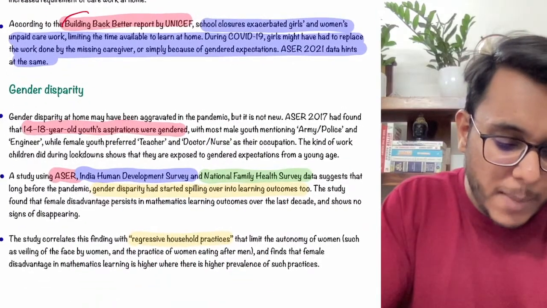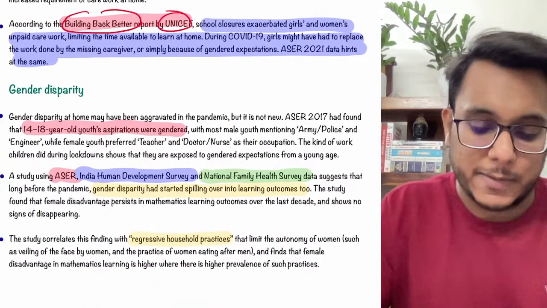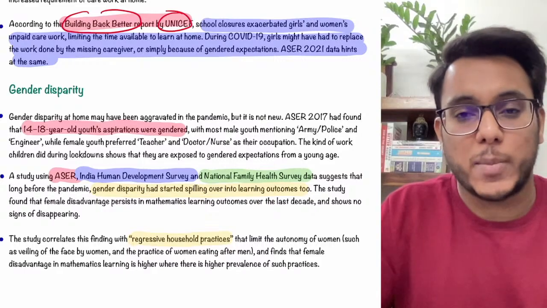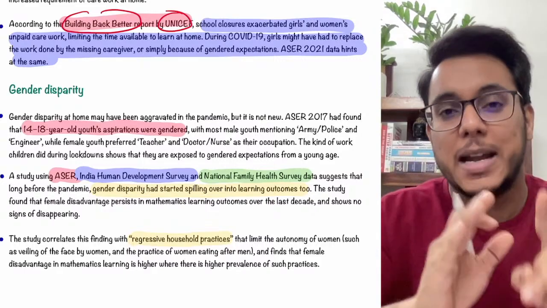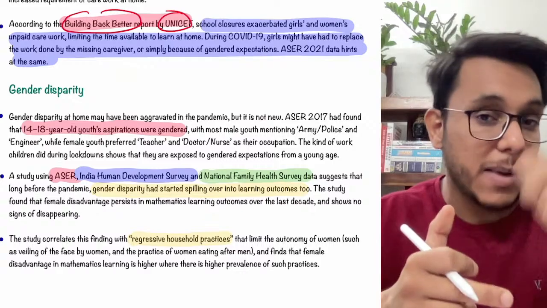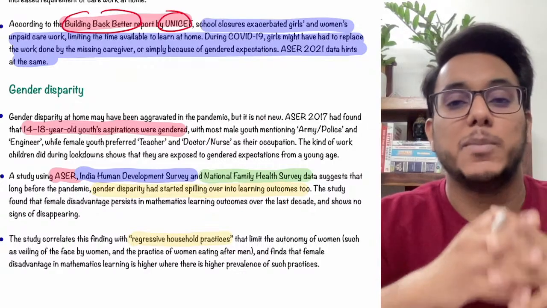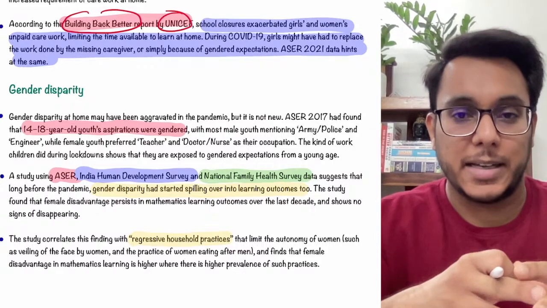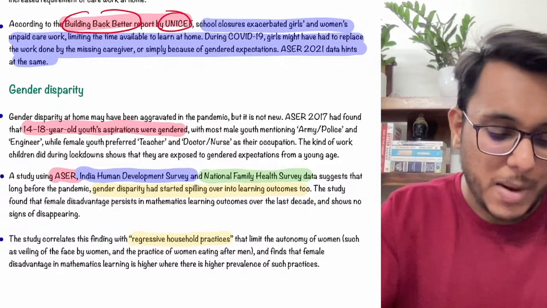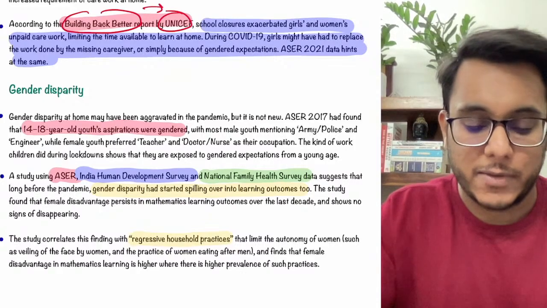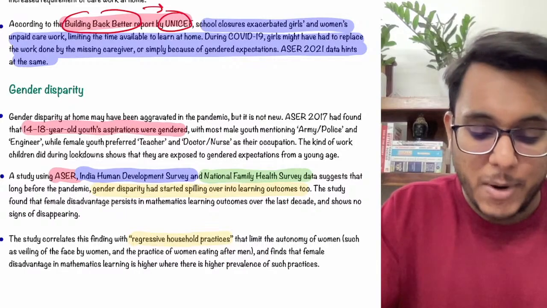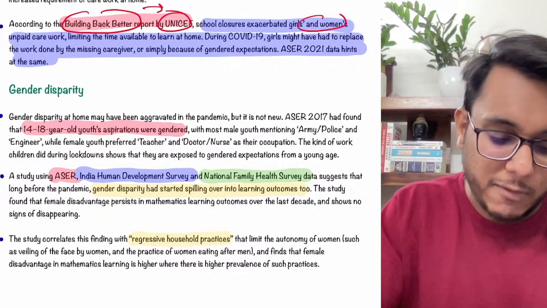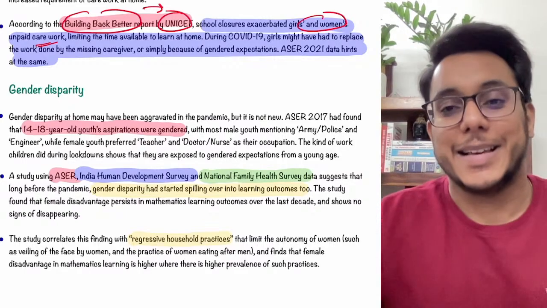Recently, the Building Back Better report was released by the UNICEF. And this Building Back Better report by the UNICEF, okay, by the way, there is one more Building Back Better World initiative. It is by USA, which is to develop the infrastructure in the developing countries. That is different. So this is the Build Back Better report by the UNICEF. This particular report provides that because of the school closure, the girls' and women's unpaid care work has increased.